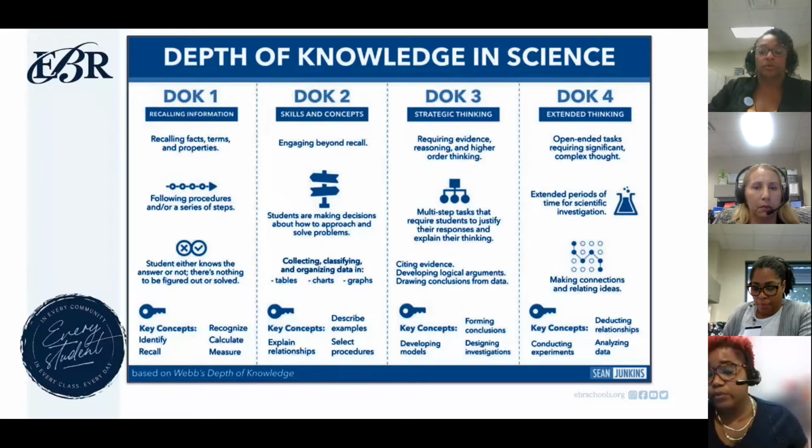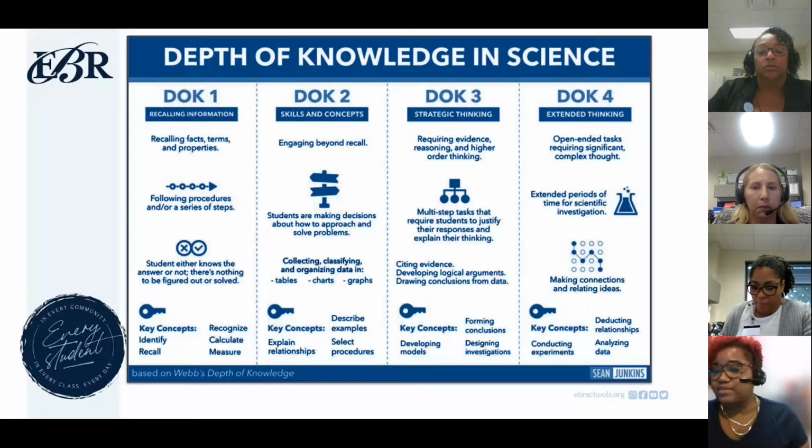DOK 3, when we're talking about science, has to do with strategic thinking. These are the levels we'd like to see our students on: DOK 2, 3, and 4. In DOK 3, in science, we're requiring evidence and reasoning and higher order thinking. We have multi-step tasks that require students to justify their responses and explain their thinking.